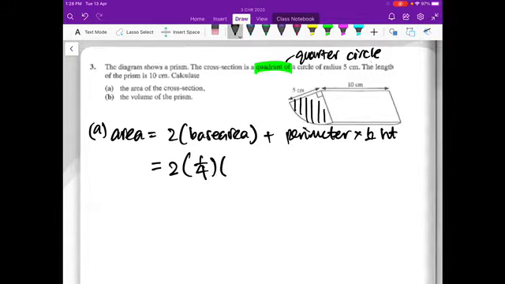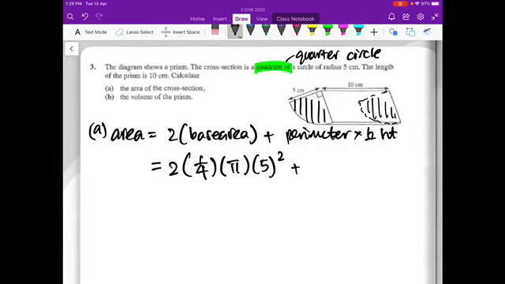What is the formula for area of a circle? I would have asked Reese if he is here. Pi r square. Okay, pi r, radius will be 5, square. So two times this quadrant. The other one is found at the back. So there are 2 of them. One of them will be 1/4 of pi r square.